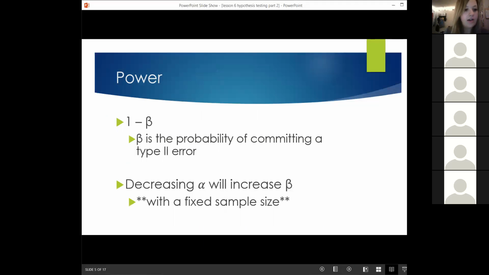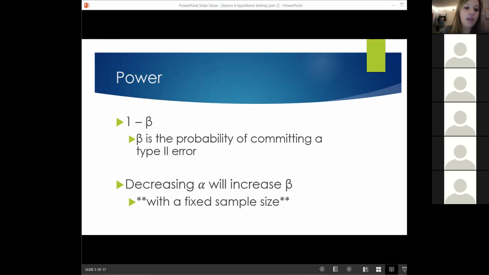Okay, so power, every semester people kind of get goofed up about this, so don't think about it too hard. If you remember, like we just talked about, beta is our probability of committing a type 2 error. So our power is basically everything but that. Okay, so 1 minus beta is our power. So remember, our type 2 error is failing to reject the null hypothesis given that the null hypothesis is false.